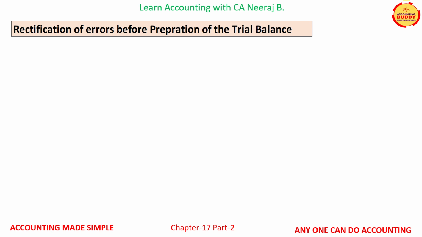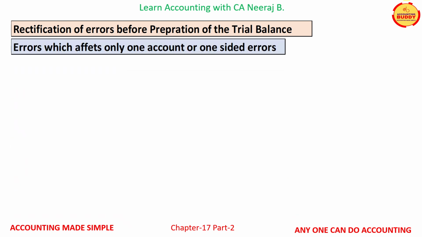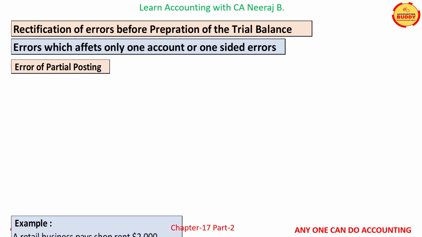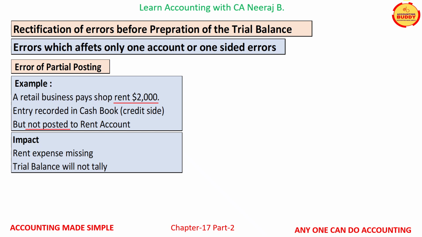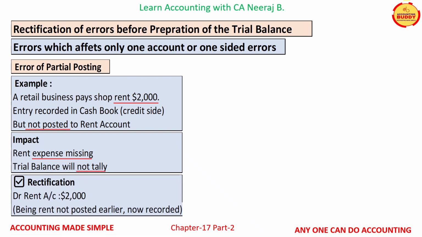In this slide, we will further understand errors which affect only one account or one-sided errors with examples. First such error is error of partial posting. For example, a retail business pays shop rent of $2,000. Entry is recorded on the credit side of the cash book, but it is not posted to the rent account. The impact of this error is that rent expense is short booked and the trial balance will not tally. Such an error will be rectified by debiting the rent account by $2,000 and by writing a proper narration.